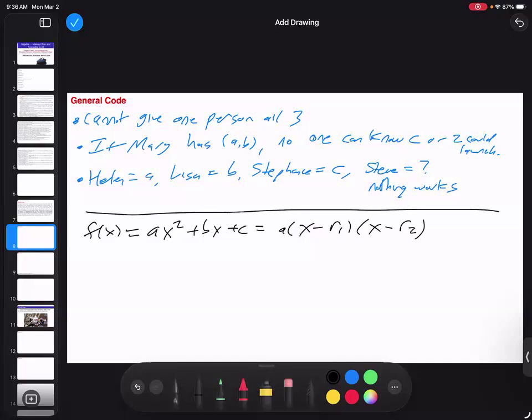Is that the same as the last case though, where each of us has three roots? So here, there's three pieces of information, A, R1, and R2, and so we would have the same trouble. Right. But what if Helen, Lisa, and Stephanie get A, B, and C, and then I and Joe get R1 and R2?